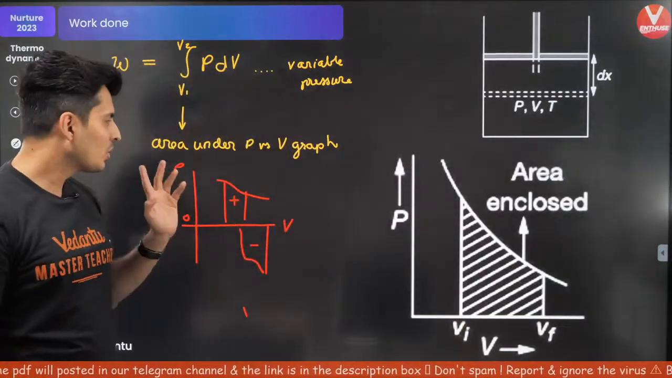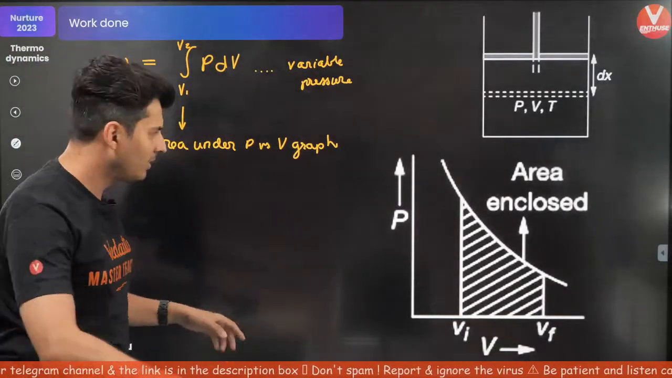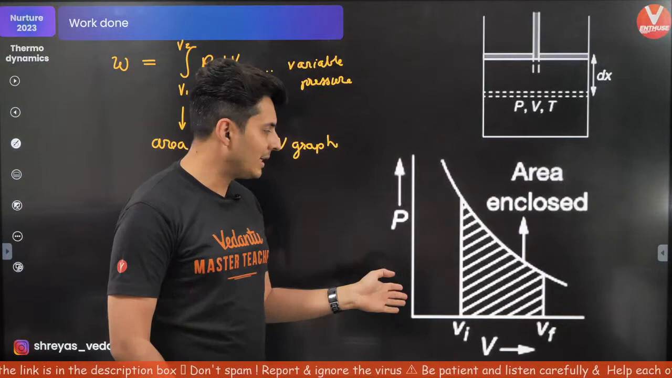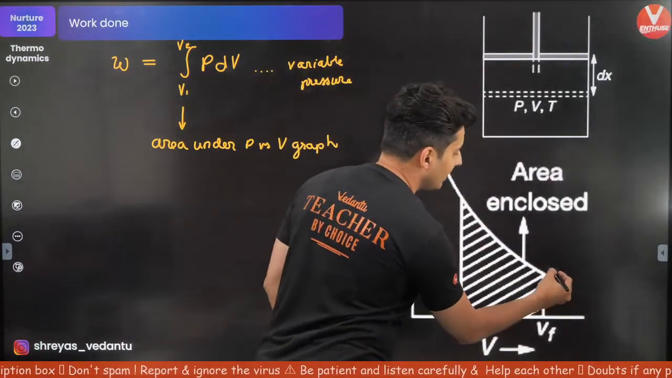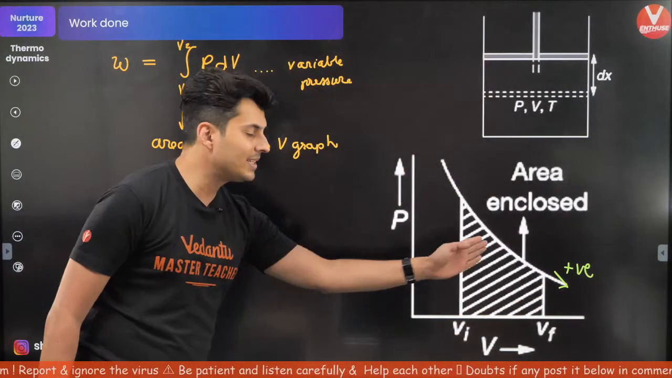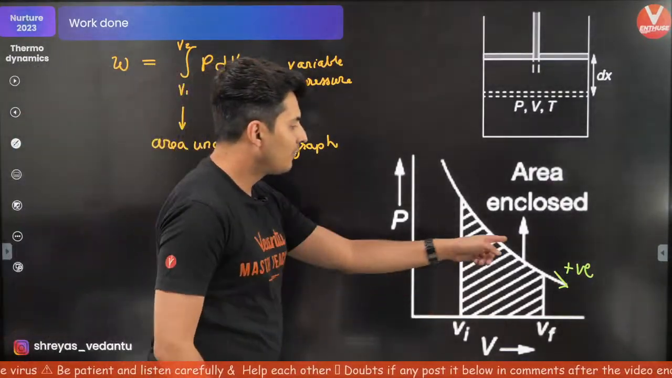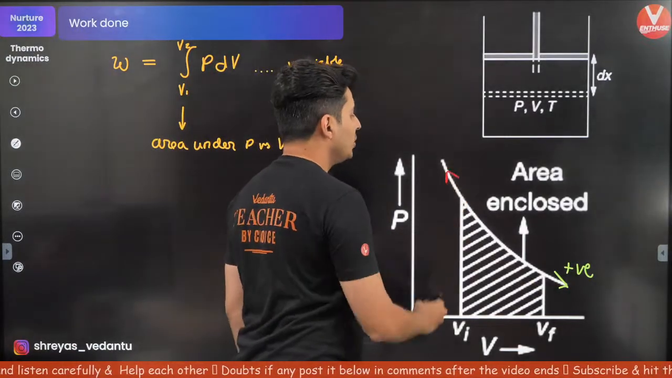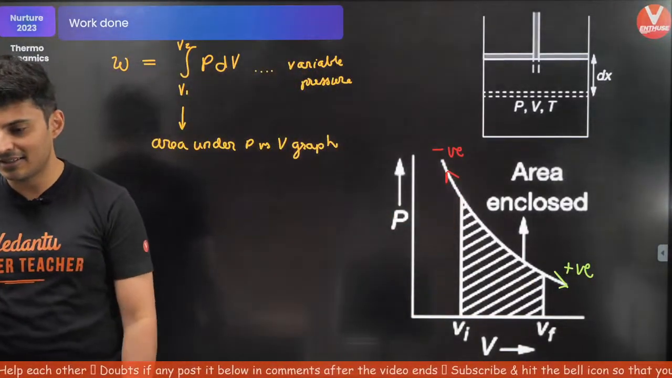Be careful. So then you'll be like, sir, then how do I decide the convention? It's very simple. See, if it expands, that means the volume increases. That means the graph goes from here to here. If it goes like this, then it is positive because volume is increasing. But if you go in reverse from this point to this point along this line, then you will see it will be negative. Understood, my warriors?